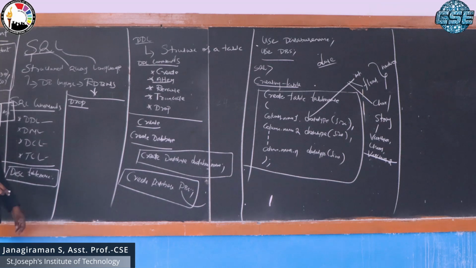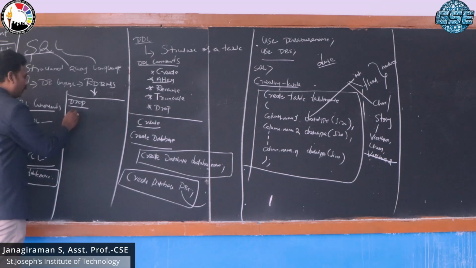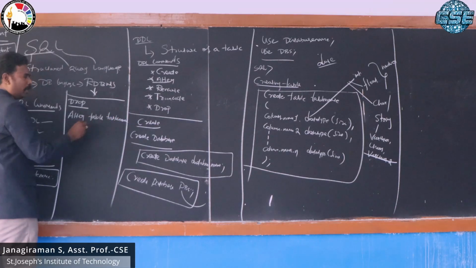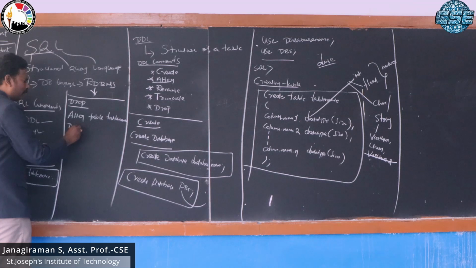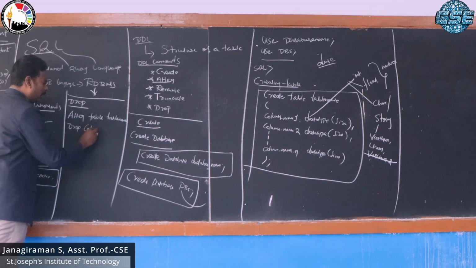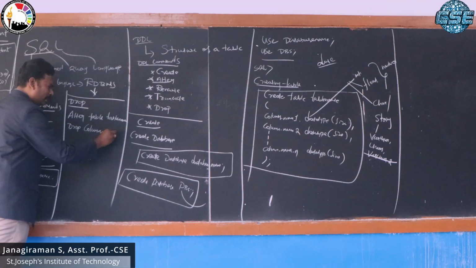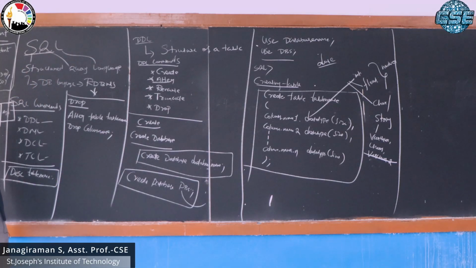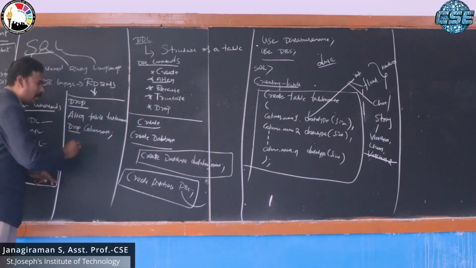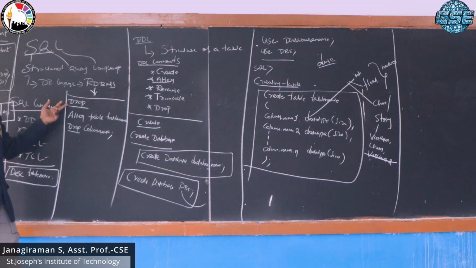For that again you have a separate syntax. So what you are going to do? You are going to alter table name. What you are going to do? You are going to drop. What you are going to drop? You are going to drop a column. So column name, semicolon. Okay, well, this is a syntax for drop a column in MySQL.